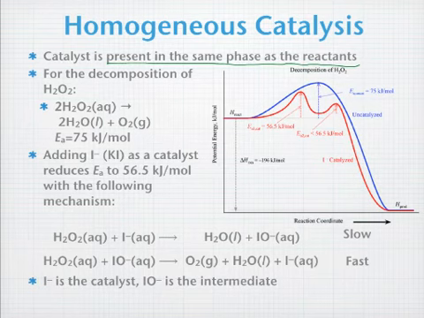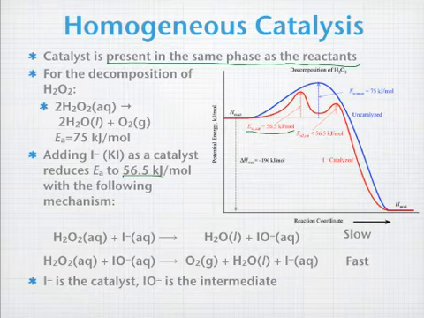If we add iodide, in this case potassium iodide, I think in the video they used sodium iodide, but it's the iodide that's important. It reduces the activation energy to 56.5 kilojoules per mole with a two-step mechanism. So here is the catalyzed reaction mechanism. The first step is the rate determining step, as you can see, because the activation energy is higher. Not sure what the activation energy is here, but it's got to be less than 56.5 kilojoules per mole.